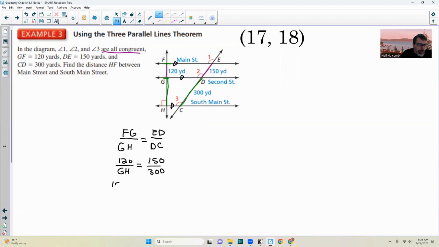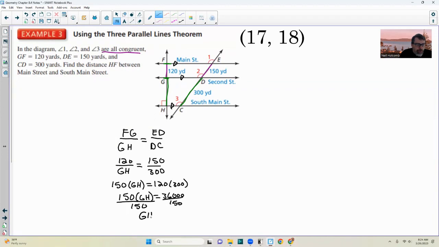So when we cross multiply, we get 150 times GH equals 120 times 300. Okay, so that will give us 150 times GH equal to 36,000. Okay, 12 times 3 is 36, and 3 zeros, 36,000. Divide both sides by 150.